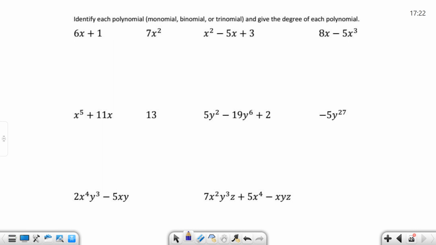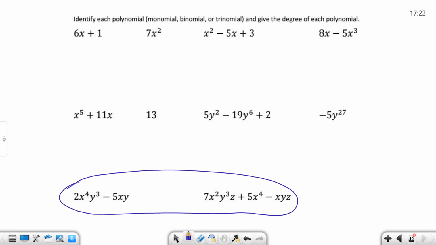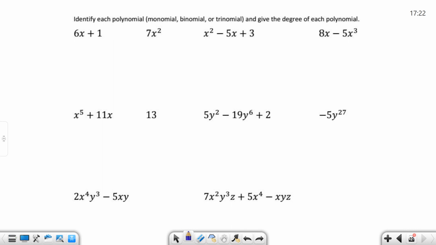So I have a couple down here that have more than one variable, and then we'll talk about them briefly, but not the main point of this video. The main point is the other ones up here. But again, I wanted to just touch on that because some of you may see that in your class or wherever you're taking algebra. So here, 6x plus 1, how many terms is it?